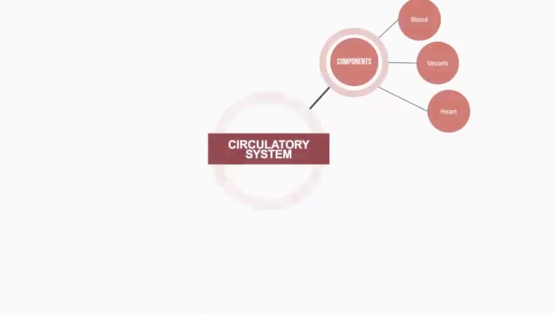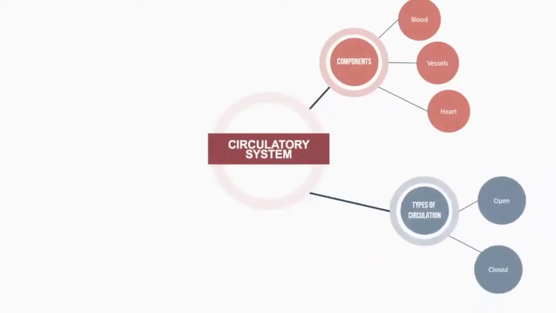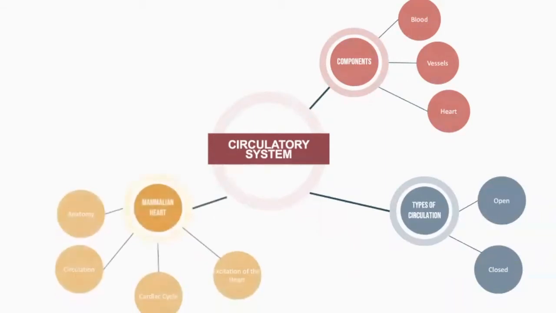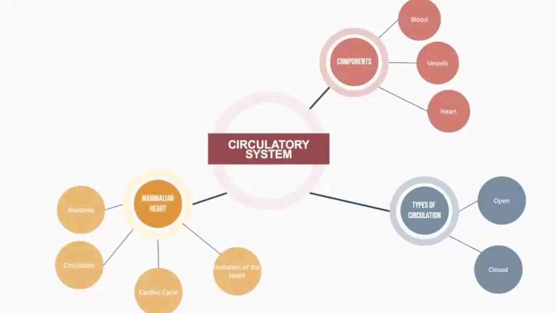Okay, so now let's look at this mind map to see how we will go about with our discussion. We have three main branches here. First, we will discuss the components of the circulatory system, so the blood, the vessels, and the heart. Second, we will discuss the types of circulation. Basically, we have two main types, the open and closed. And then lastly, we will focus on the mammalian heart.